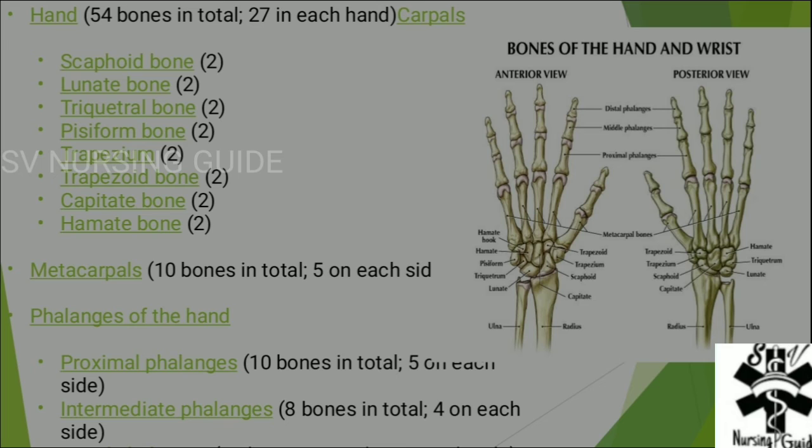In carpal, scaphoid bone 2, lunate bone 2, triquetral bone 2, pisiform bone 2, trapezium 2, trapezoid bone 2, capitate bone 2, hamate bone 2. In metacarpal, 10 bones, in total 5 on each side. Phalanges divide into three types: proximal, intermediate and distal. In proximal, 10 bones, 5 on each side. Intermediate, 8 bones, 4 on each side. Distal, 10 bones, 5 on each side.